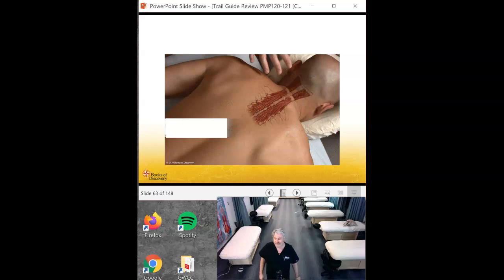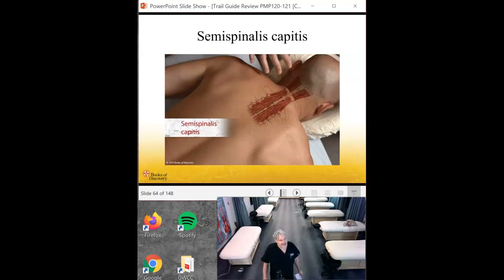What's this muscle? Semispinalis capitis. Yes, semispinalis capitis. Cool. Awesome. Thank you. Moving along.